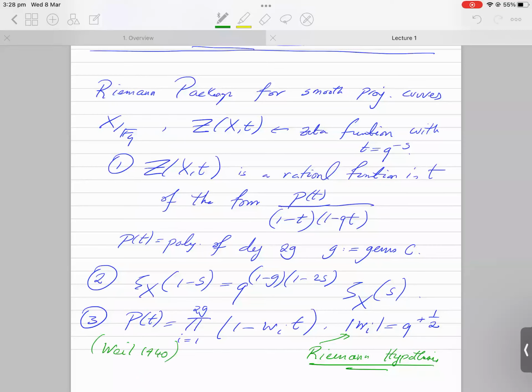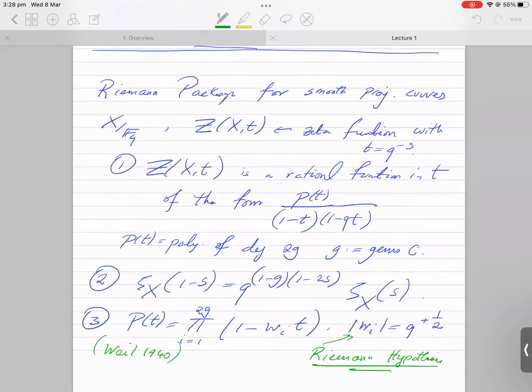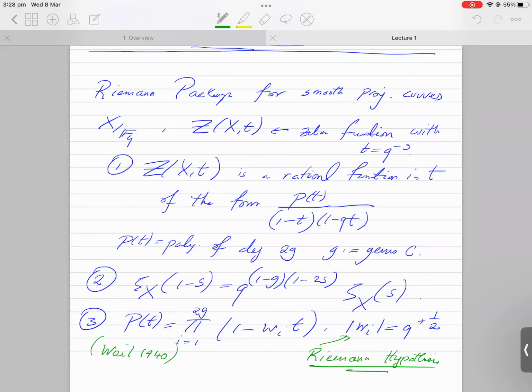So he wasn't sure if he was going to survive. He just wrote a 4-page note. He's like, okay, I think if you do this, you're going to prove the Weil conjectures for curves. And then many years later, his paper came out once he survived the war and jail, etc.